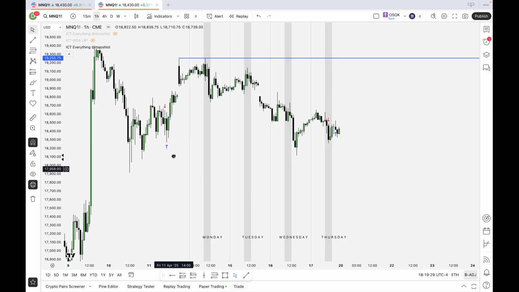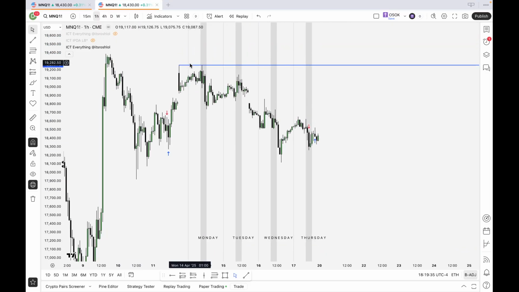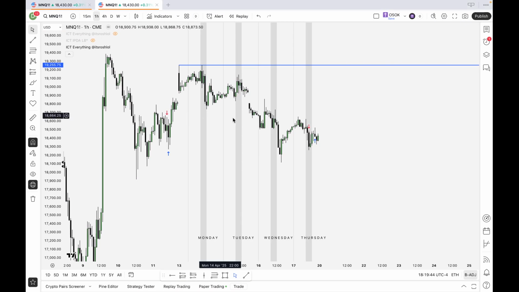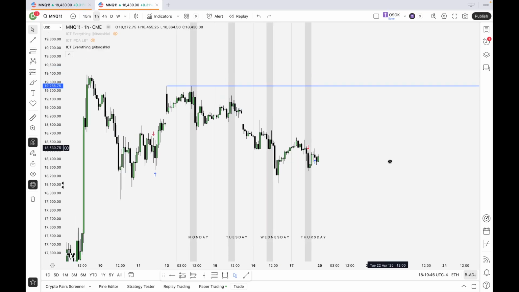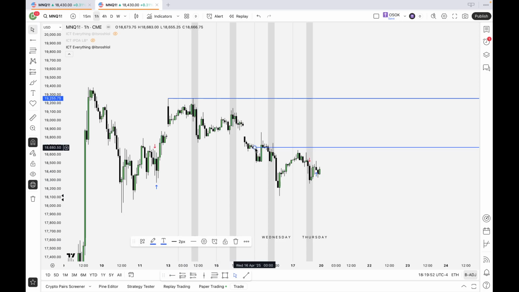So this is that range low, that daily sell side, and this daily buy side. And if we go back to the calendar, Wednesday, Thursday are the days we're interested in trading. So we let Monday, Tuesday print out. I'm going to mark my midnight open on Wednesday.